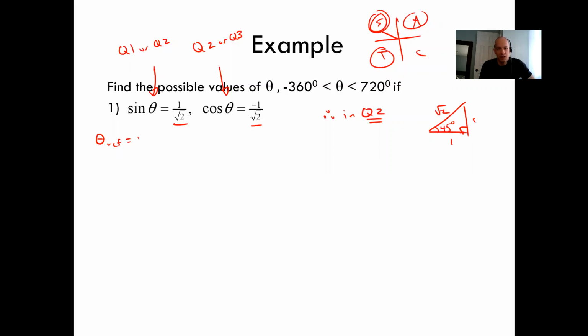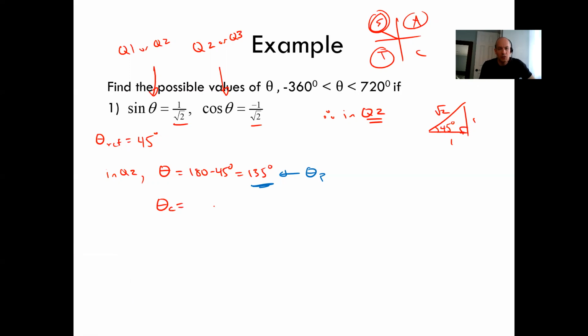So we can say 45 degrees is the reference angle. In quadrant 2, my actual angle, my standard position angle, which we've not been putting any subscript under, is equal to 180 minus 45, so it's equal to 135. Now let's be clear about something. What we just figured out is the principal angle.